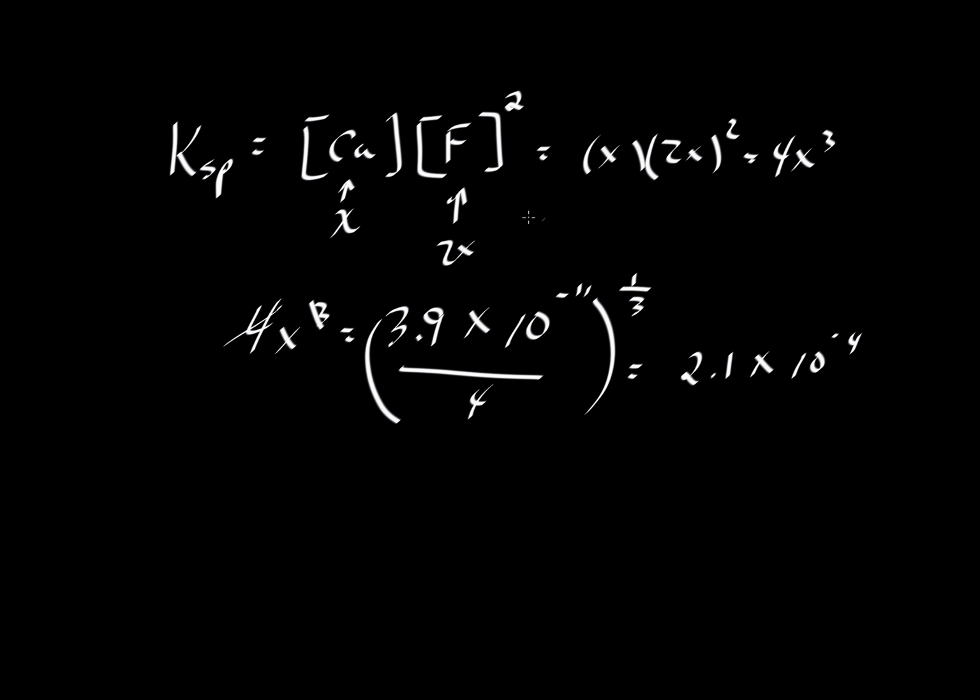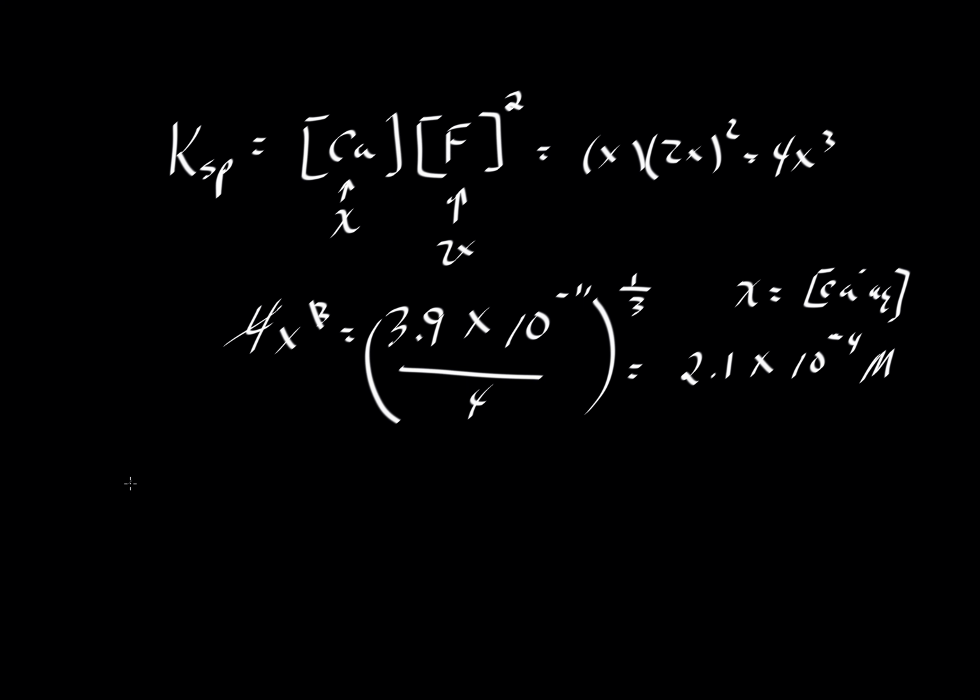So remember, this is our x. So x is equal to this. And we said x is also the concentration of calcium ion in the aqueous solution. So what is the concentration of calcium ion in the aqueous solution? It is 2.1 times 10 to the minus 4 molar, or 2.1 times 10 to the minus 4 moles per liter, the definition of molar.